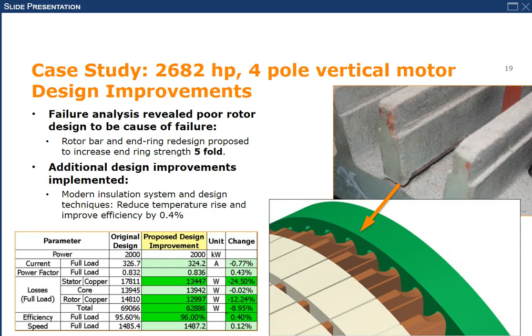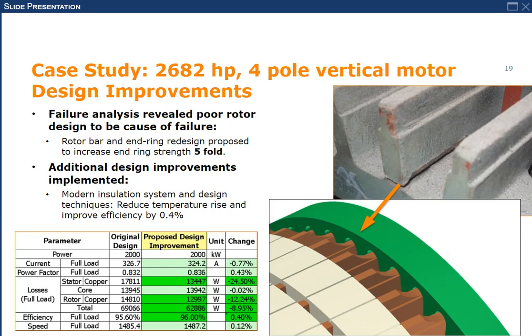On the bottom right, that was the proposed design that we offered the customer, that we would use a forged end ring, what's called a sidebar configuration with milled slots for the rotor bars. And the effect is that the strength of this point of failure has increased 5-fold mechanical strength.